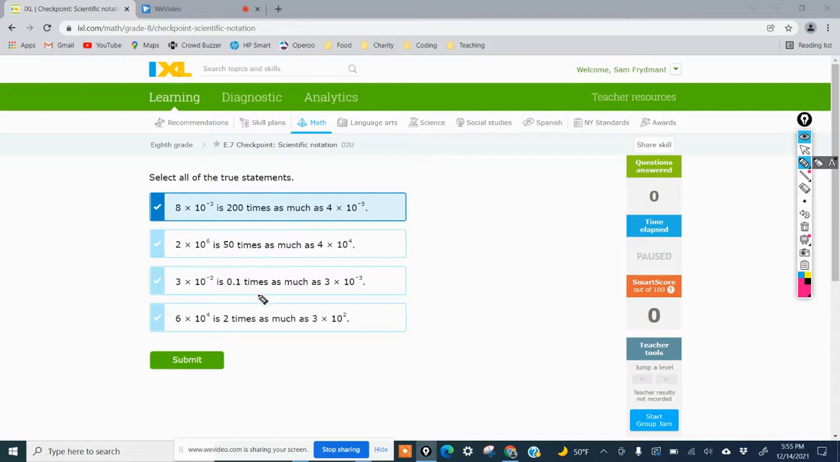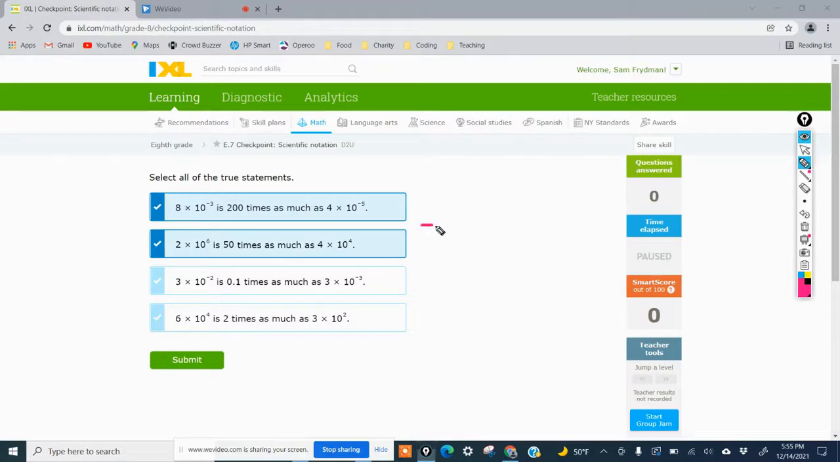So all of these are division problems here, so let's just do them quickly. So 2 times 10 to the sixth divided by 4 times 10 to the fourth. Careful, this is 2 divided by 4, not 4 divided by 2. So 2 divided by 4 is a half, or 0.5. So I'm going to get 0.5 times 10 to the second power, because 6 minus 4 is 2. And 0.5 times 10 to the second power, if I move that decimal 2 spaces to the right, I do get 50. So yeah, this is correct also.